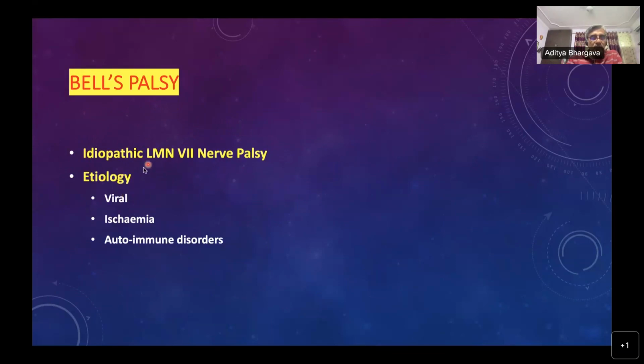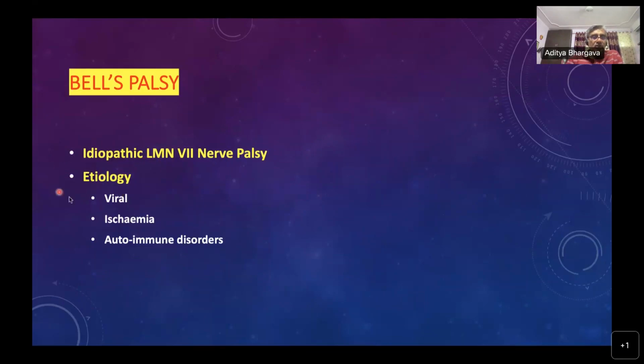However, these are the etiologies available. Lower motor neuron type of seventh nerve palsy. To qualify as Bell's palsy, we have to rule out everything and then we label it as Bell's palsy. I could have written unilateral over here, but we have seen cases of bilateral Bell's palsy also. So unilateral is not the more important thing.